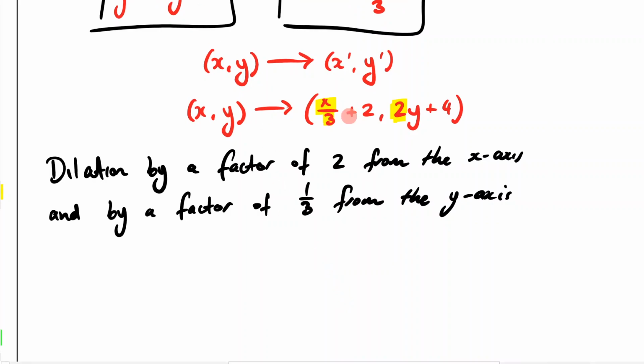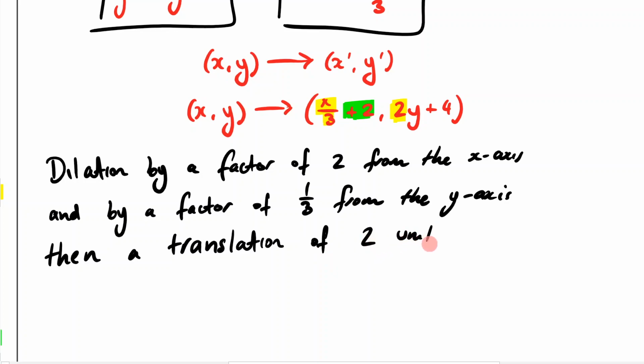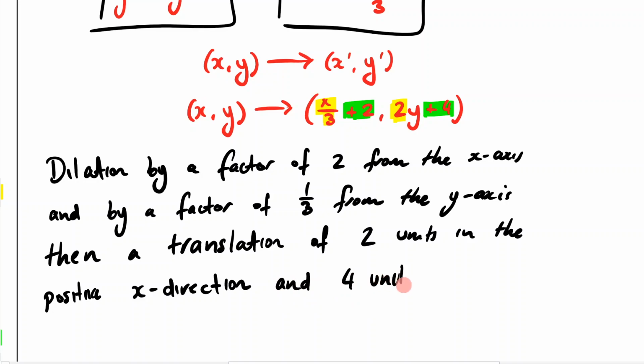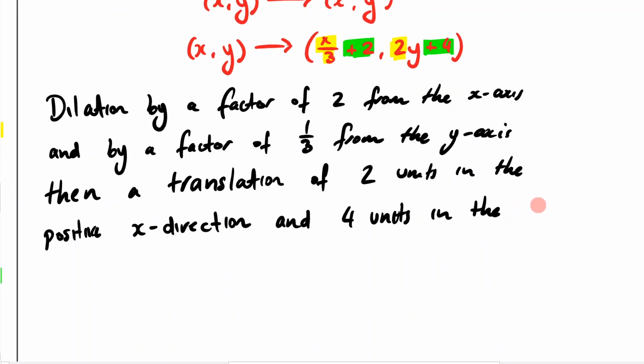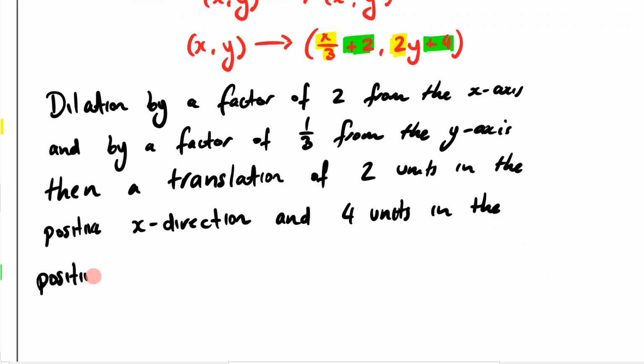My translations are the easiest to read. I've got this +2, which is telling me I'm moving 2 units in the positive x direction. Remember the word then. Then a translation of 2 units in the positive x direction, and then I read off the other one, +4 here, and 4 units in the, wait for it, positive y direction.